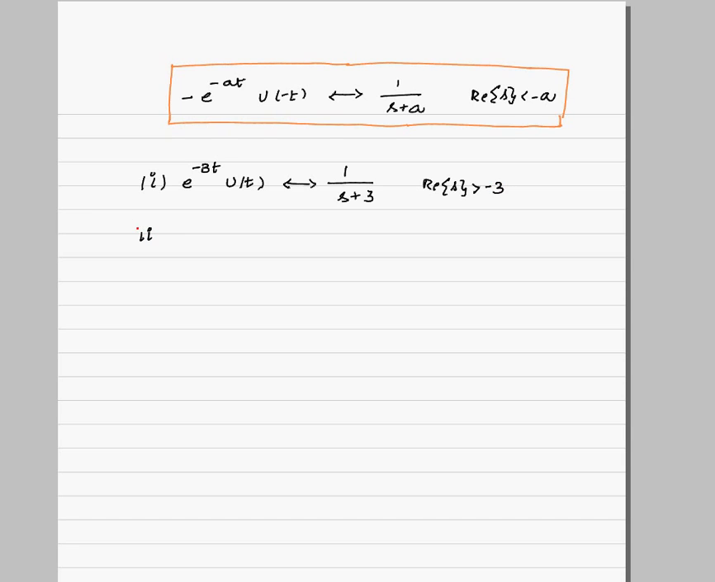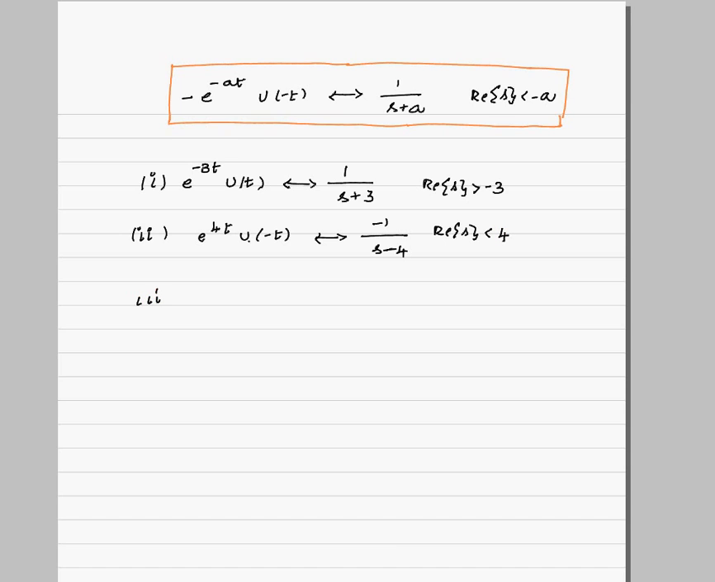Similarly, if you have another signal like this, e^(4t) u(-t). If you compare these two, the minus sign is missing, so this will be -1/(s-4), with ROC real part of s less than 4. So that is one of the ROCs.